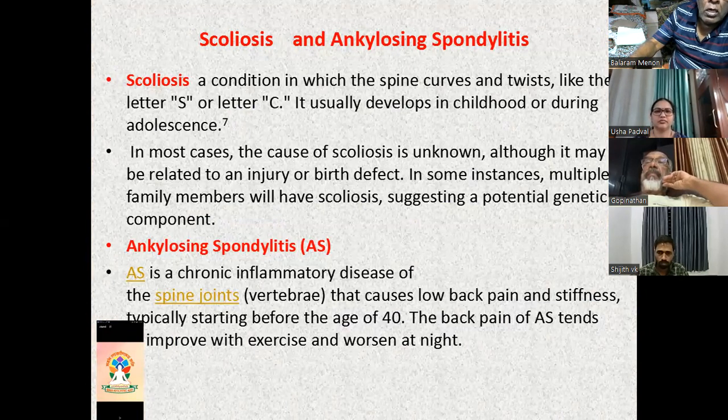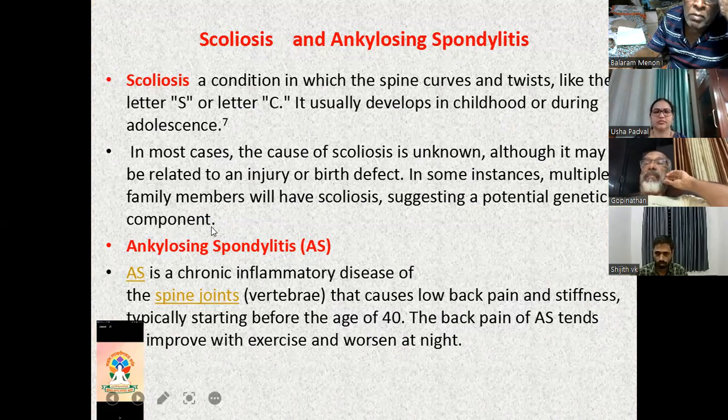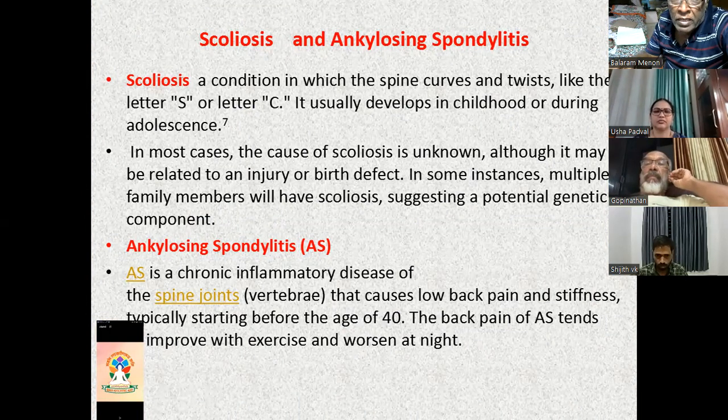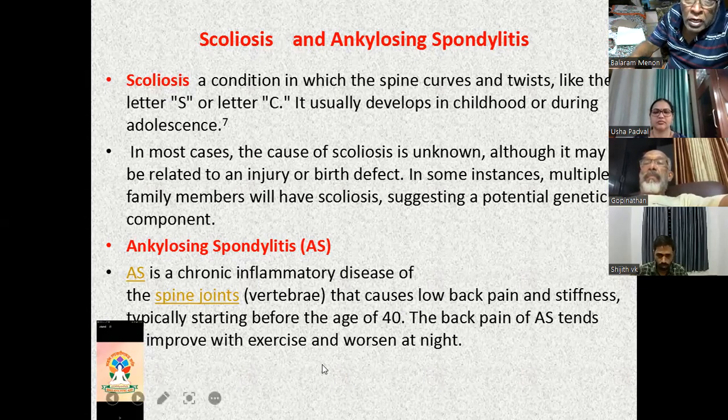Ankylosing spondylitis and scoliosis. Scoliosis is the condition with the spine curving or twisting like the letter S or the letter C. It usually develops in childhood or during adolescence. In most cases, the cause of scoliosis is unknown, although it may be related to injury or a birth defect. In some instances, multiple family members have scoliosis, suggesting a potential genetic component. Ankylosing spondylitis is a chronic inflammatory disease of the spine joints that causes low back pain and stiffness, typically starting before the age of 40. The back pain of ankylosing spondylitis tends to improve with exercise and worsen at night.